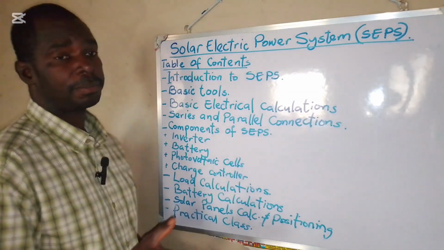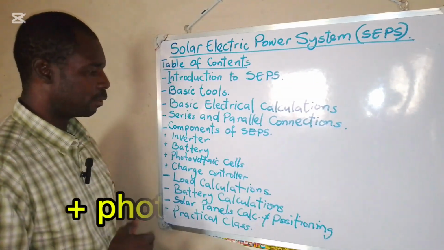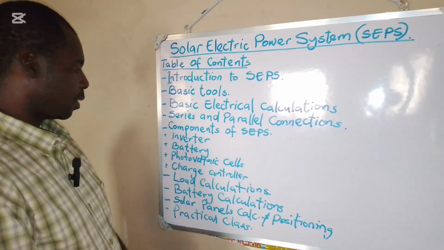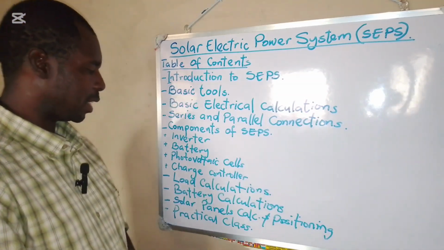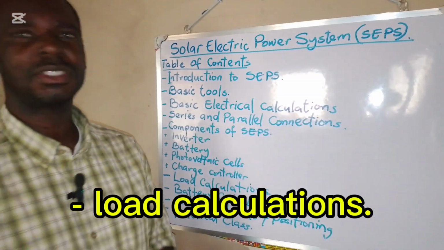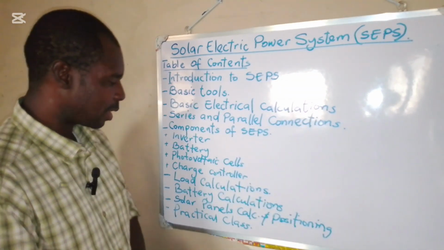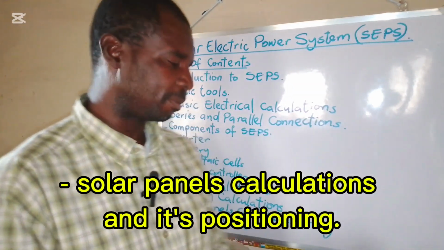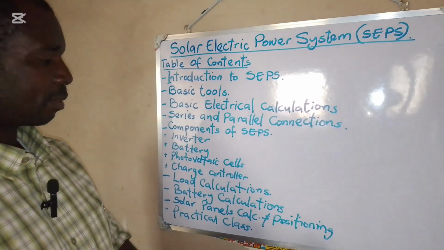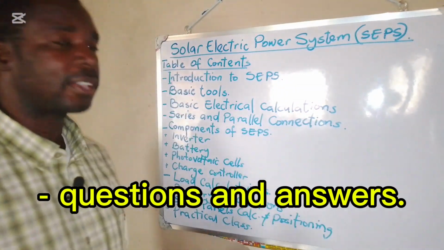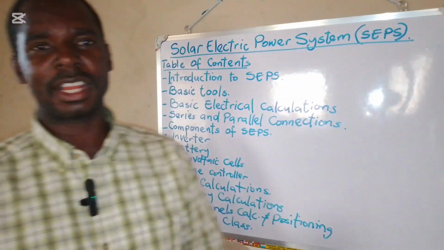Under these components of the solar electric power system, we'll talk about the inverter, battery, photovoltaic cells, and the charge controller. From there, we talk about the load calculations, the battery calculations, and the solar panels calculation and positioning. At the same time, we'll talk about questions and answers. And the last part of the training is going to be the practical class.